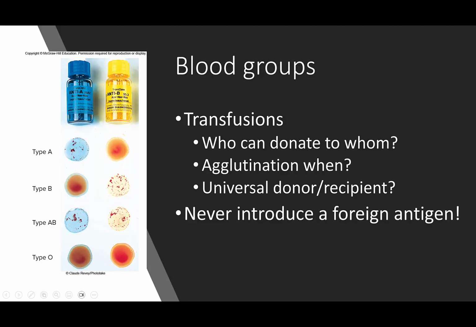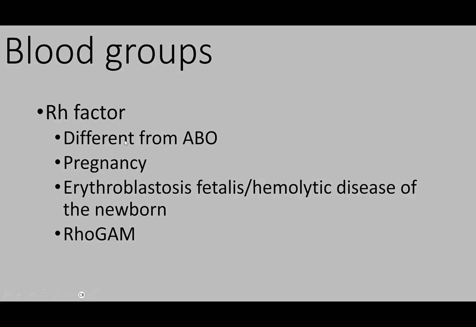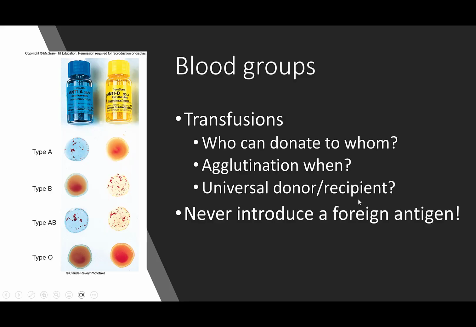So we said that blood groups, the Rh factor is different from ABO. Now, it plays a big role in pregnancy. We'll see why. Because we run the risk of something called erythroblastosis fetalis, or hemolytic disease of the newborn. But what's the mechanism that causes that problem? When we give transfusions, we have to make sure that it's safe. Who can give to who, or who can receive from who?